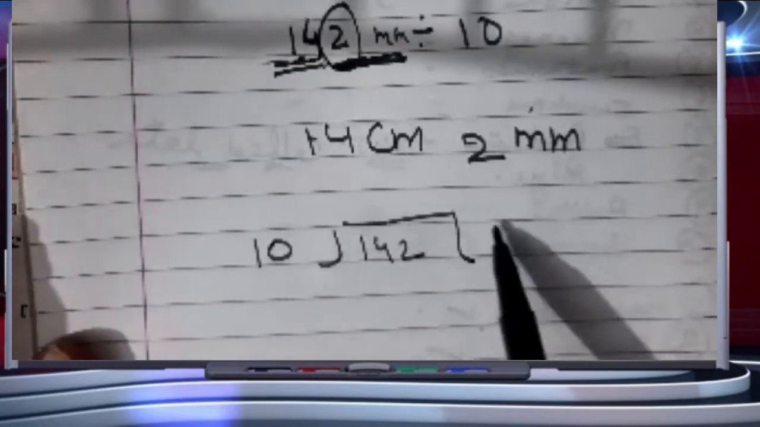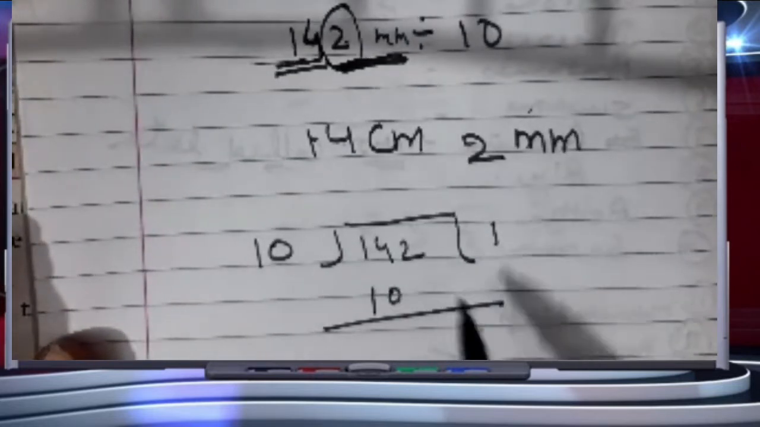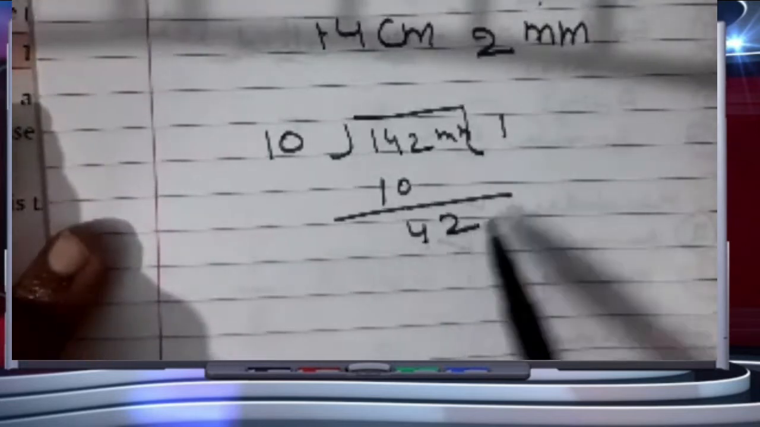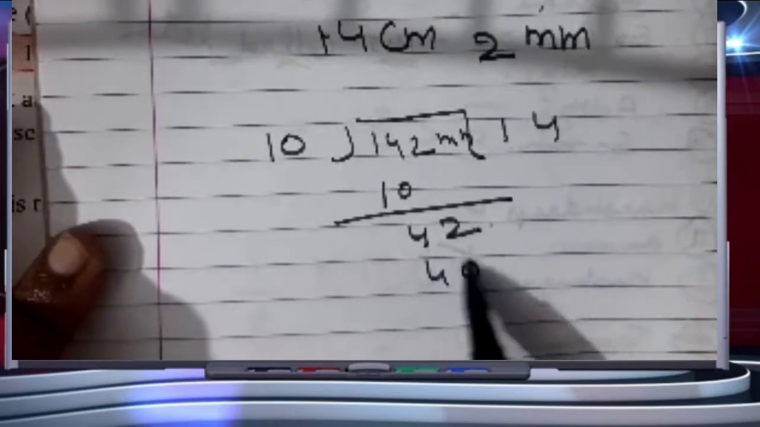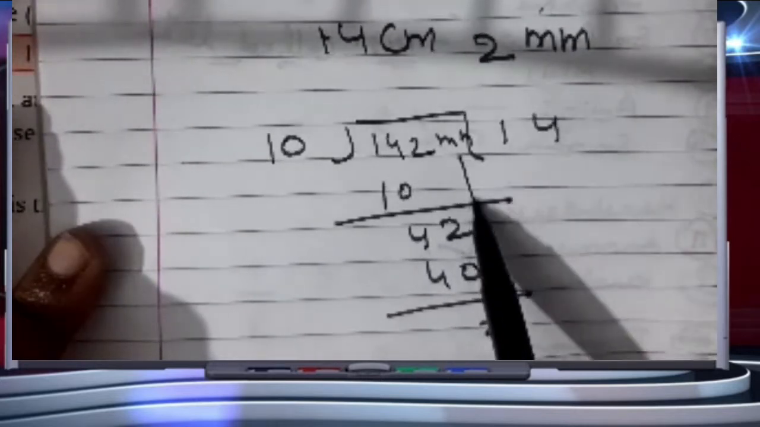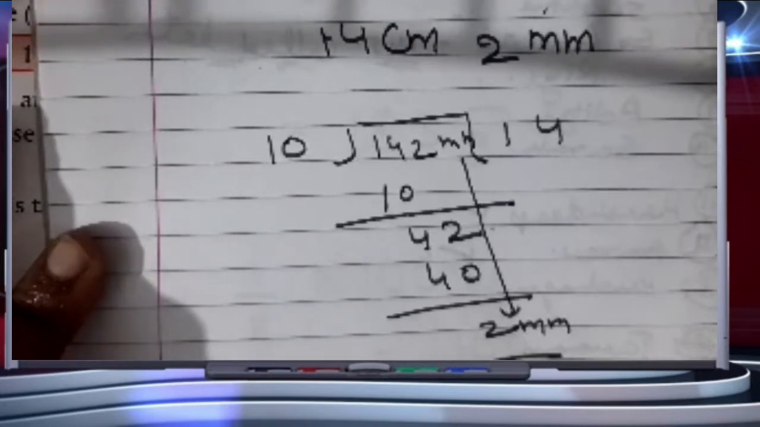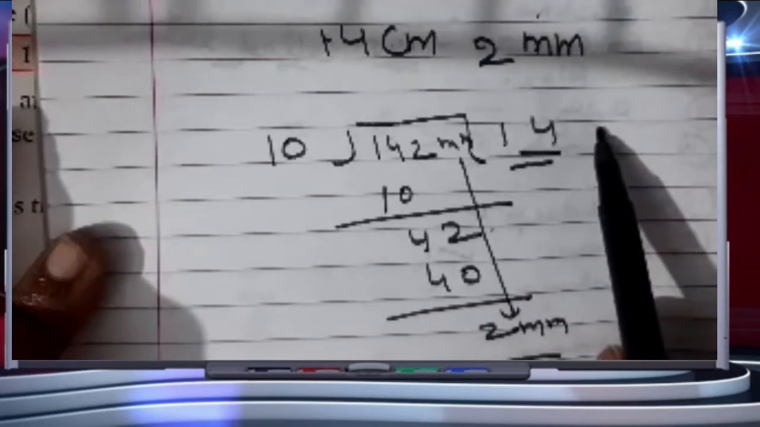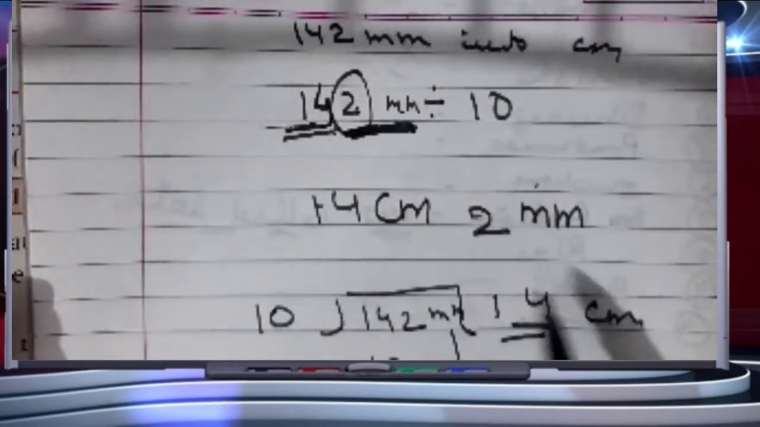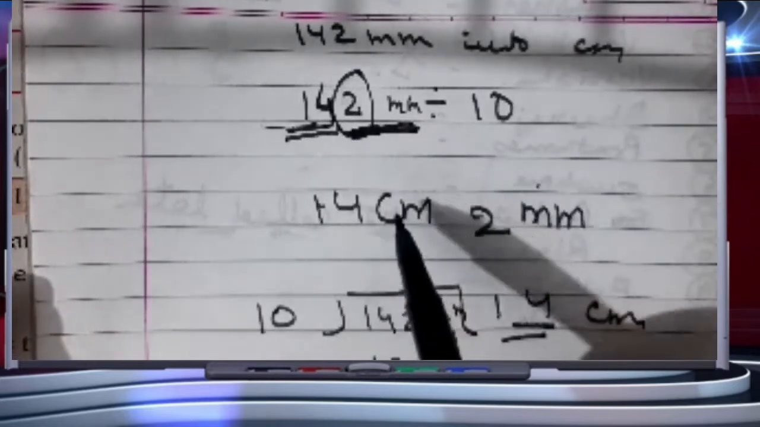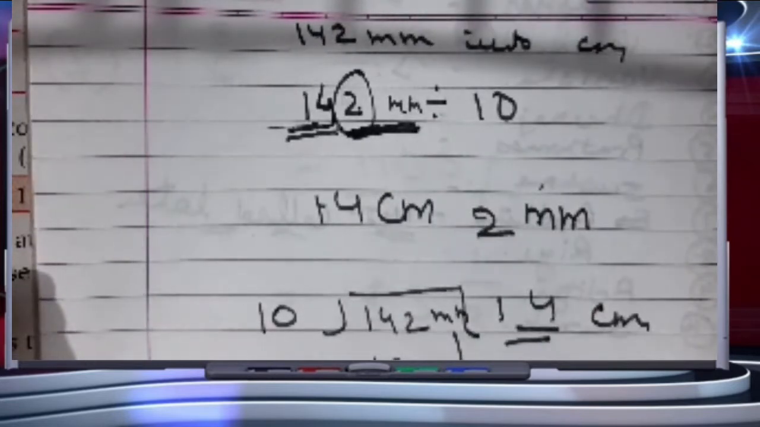See students, if you divide 142 by 10, 10 ones are 10, this is millimeter. Here it is 42, 10 fours are 40, this is 2. So this millimeter you will carry down like this. So it is 2 millimeter, and this 14 is the quotient, so it has become centimeter. So you can directly write like this, no need to show this division. You can directly write 14 centimeter 2 millimeter.